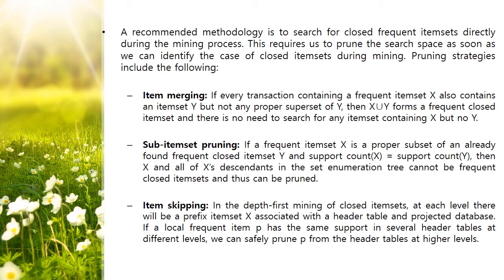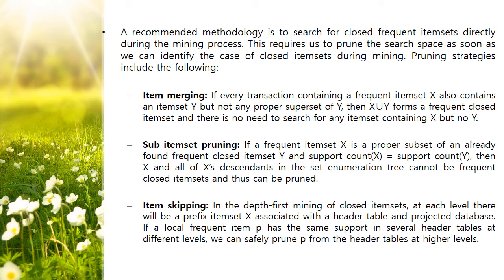Another method is sub-item set pruning. If a frequent item set X is a proper subset of an already found frequent closed item set Y and the support count is also equal, then X and all of X's descendants in the set enumeration tree cannot be frequent closed item sets and thus can be pruned. And the other method is item skipping.